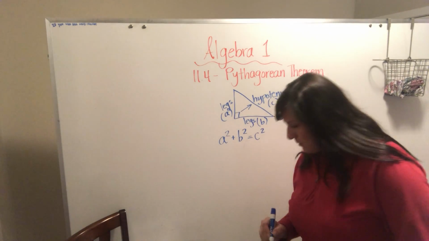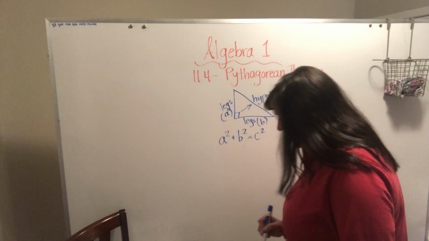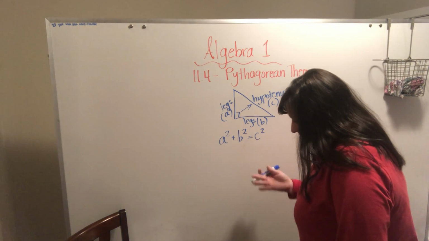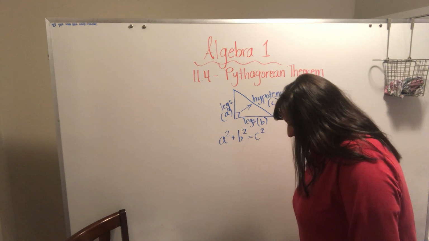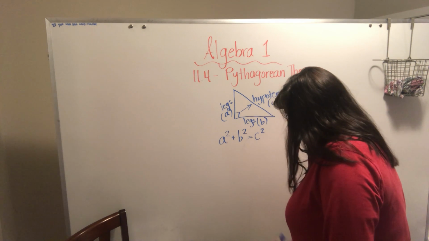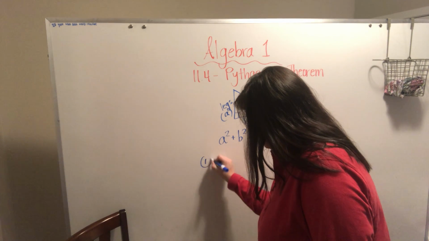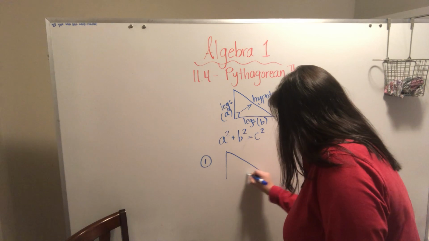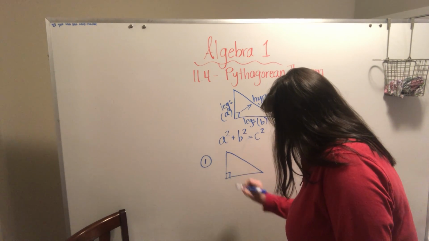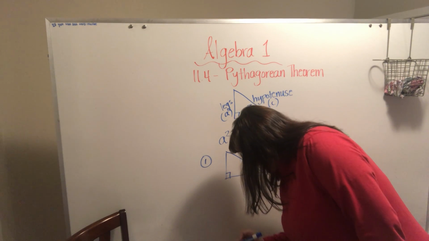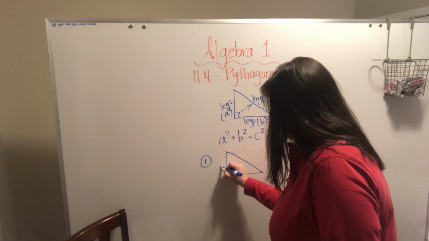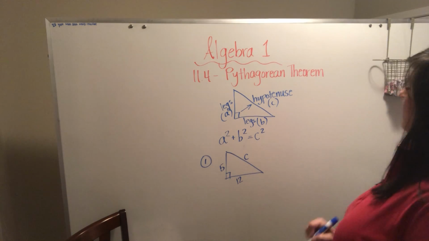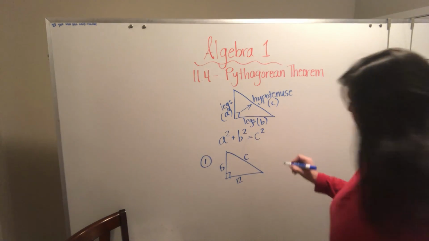So let's talk about what we do with that. Look on page 737. Again, I'm going through section 11.4. I'm not going to work through all the examples because you can see them there. So instead, let's go ahead and look at guided practice number 1. At the bottom of the page it says, the legs are 5 and 12, find C.